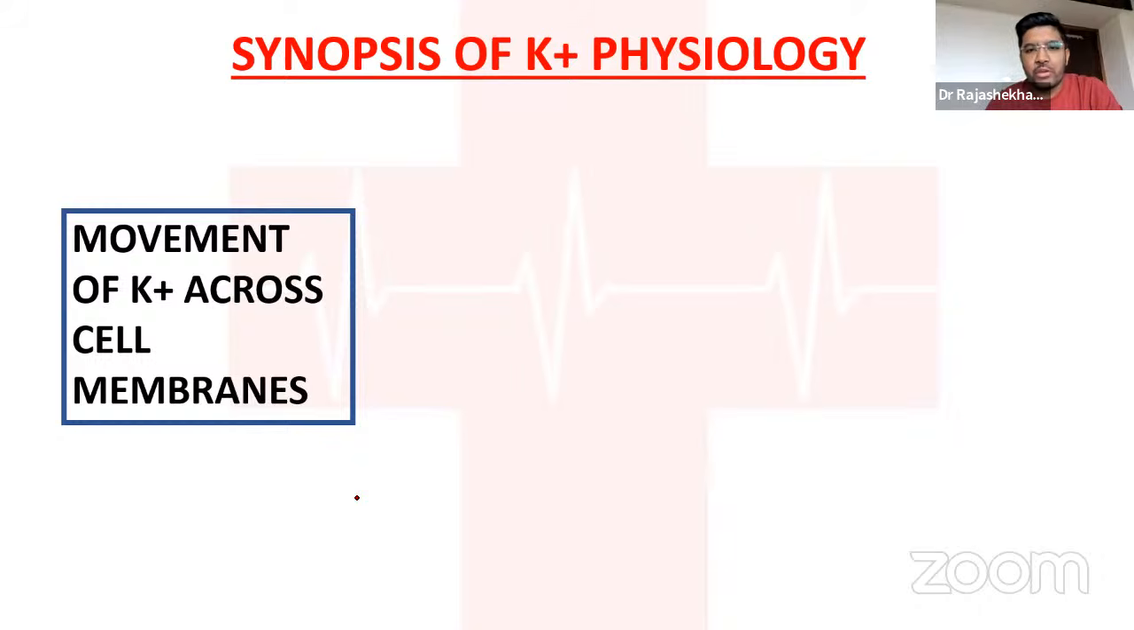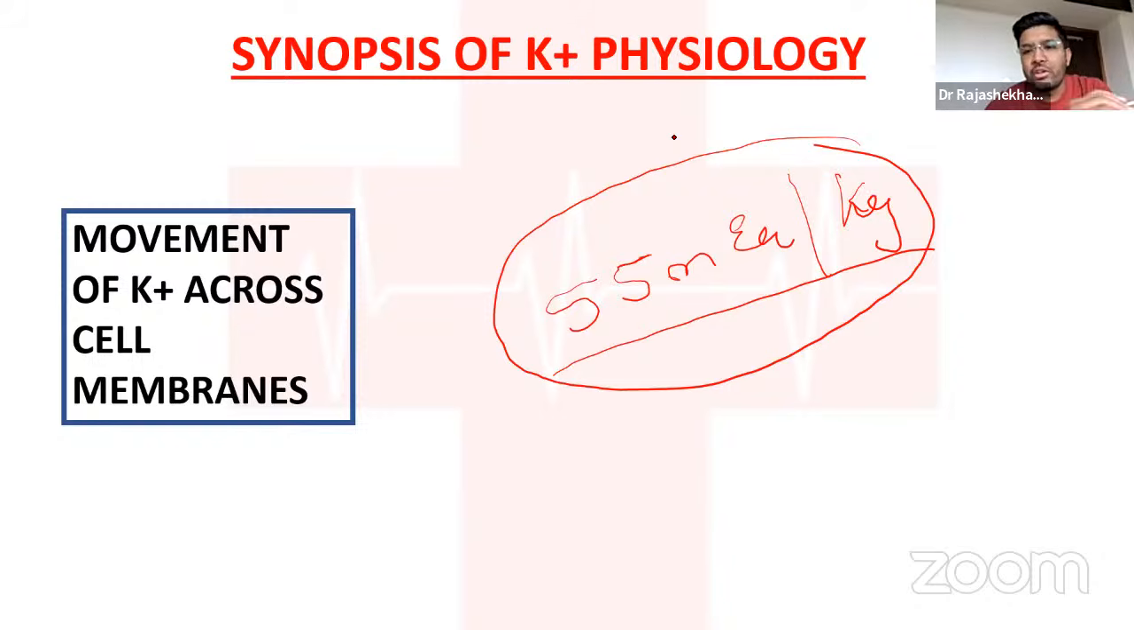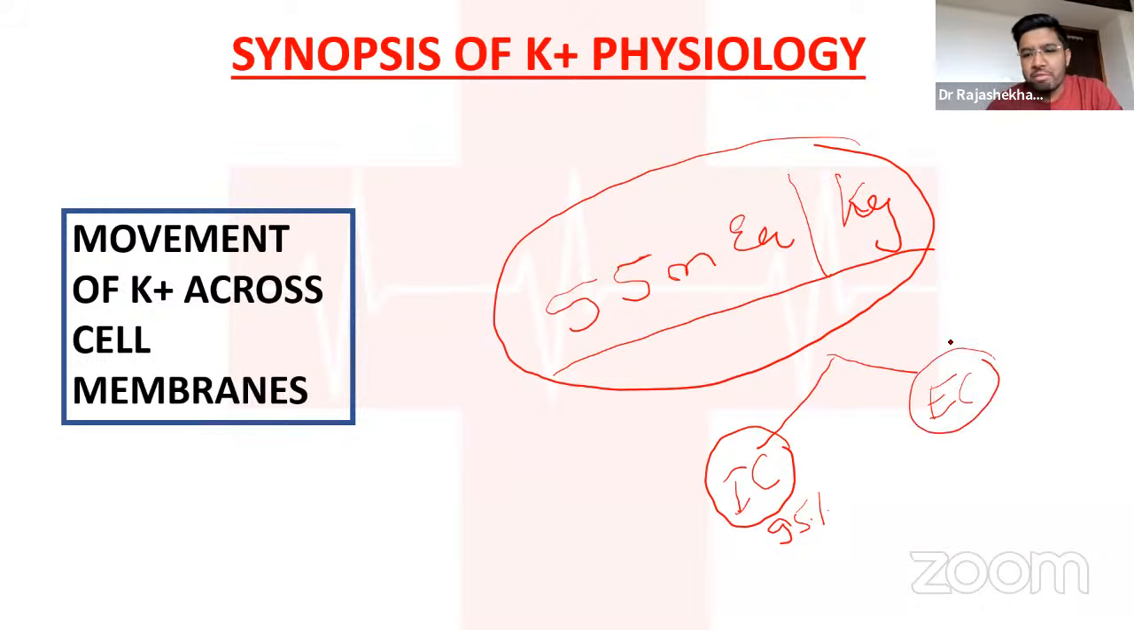The total amount of potassium in the human body is 55 milliequivalents per kg. This is an important number. It's better if you remember this. It is going to help you in the future also. The majority of this is situated in the intracellular compartment, 95%, whereas only 5% is situated in the extracellular compartment, which is just the opposite of how sodium is distributed in the body. As sodium is predominantly extracellular, potassium is predominantly intracellular.